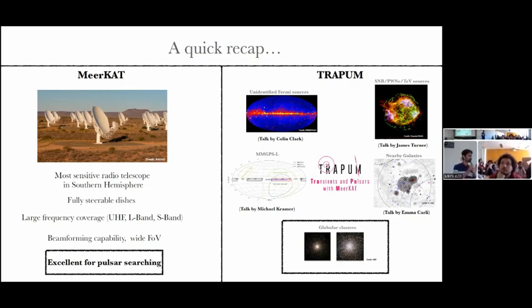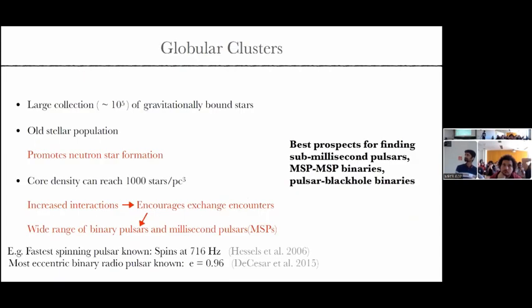Specifically with that in mind, there is the TRAPUM project, which is targeting certain kinds of sources to look for pulsars. And we already had talks from Colin, James, Michael, and Emma speaking about this. My focus will be specifically on certain kinds of sources which fall under the TRAPUM bracket, which is globular clusters.